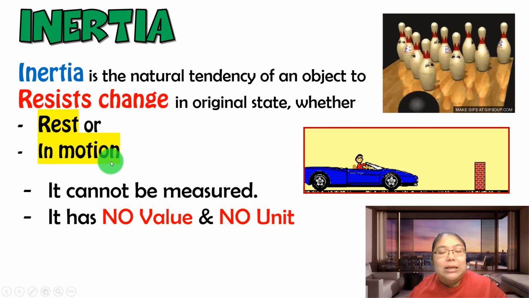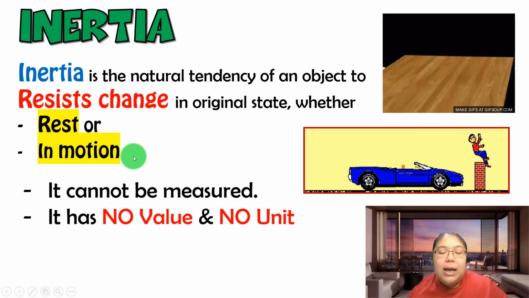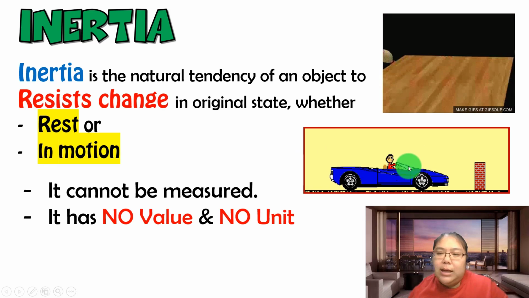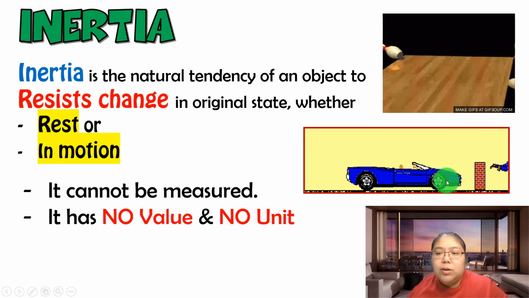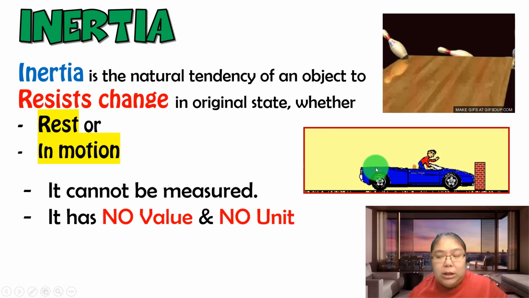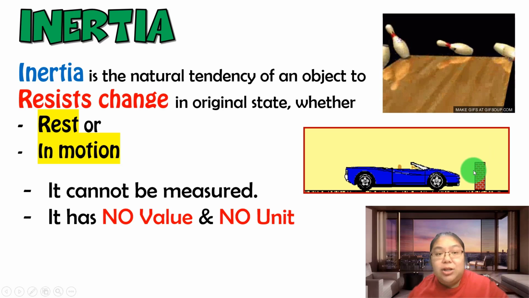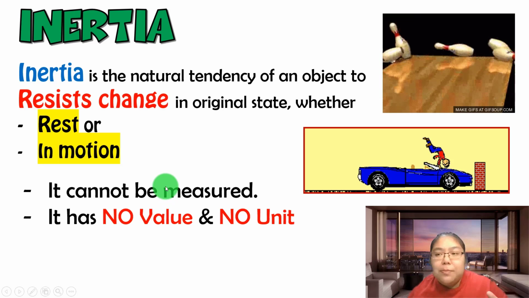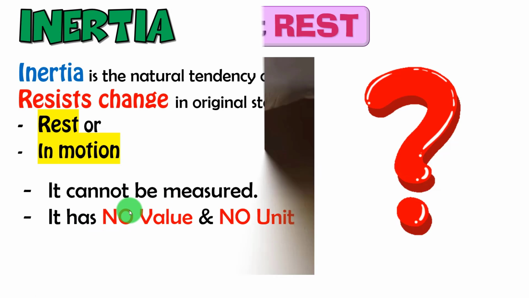Another situation is in motion. Maybe you are moving, but you don't want to stop, until a force makes you stop. This is a diagram: a person drives a car and suddenly hits concrete. The car wants to stop, but the driver in the car cannot stop immediately. They want to continue to move, so finally they are thrown forward. This we call the inertia of the driver. So inertia cannot be measured, and it does not have a value or a unit.